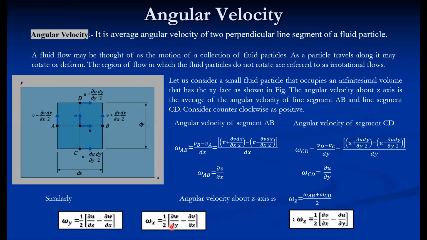This way we can obtain the expressions of the angular velocity in the other directions, that is omega x, omega y, and omega z. So this is about the angular velocity, and in case of rotational flow, this angular velocity exists.